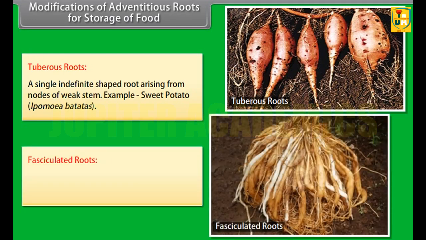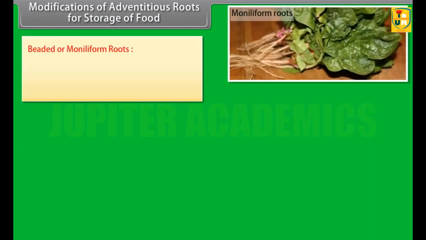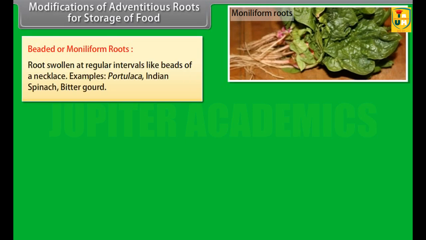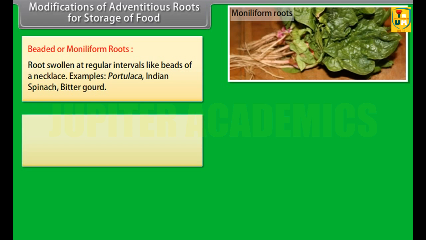Fasciculated roots: a cluster of tuberous roots. Examples: dahlia, Ruellia, asparagus, etc. Beaded or moniliform roots: roots swollen at regular intervals like beads of a necklace. Examples: portulaca, Indian spinach, bitter gourd.